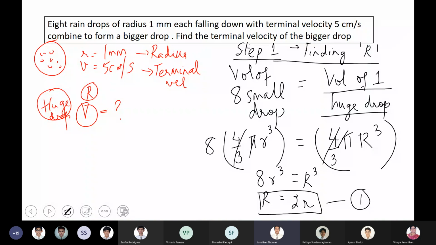Ma'am, do we have to convert all the millimeter and centimeter to meters? Yes, boys, that we need to convert. We'll just complete this, and then while substituting, we'll do that. All right, ma'am.